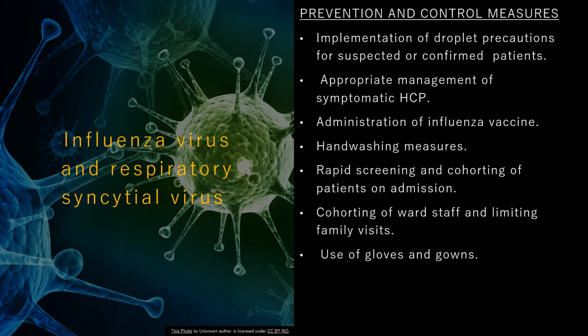The prevention and control measures include implementation of droplet precautions, appropriate management of symptomatic professionals, administration of influenza vaccine, hand washing measures, rapid screening and cohorting of patients on admission, cohorting of the ward staff, limiting the family visits, and use of gown and gloves.